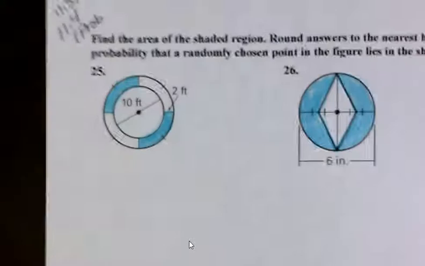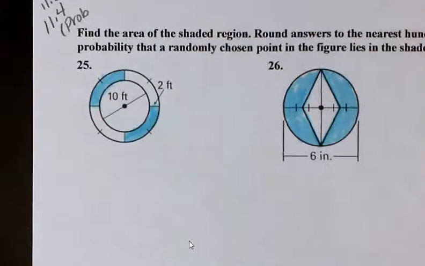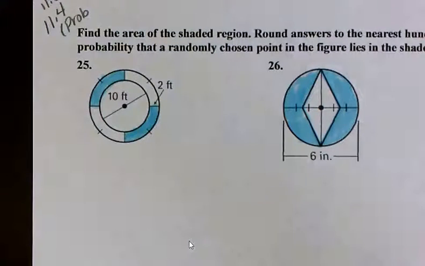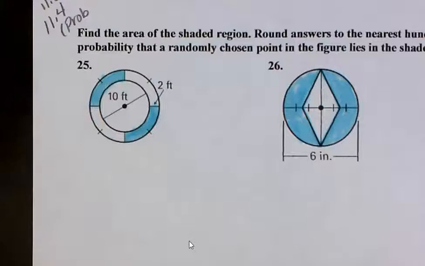Okay, so what we're going to do here is find the probability of hitting the blue area. I made it darker so you guys could see it. With that, we need to find the total area first. With each one of these problems, we need to find the area of the shaded region, round the answer to the nearest hundredth if necessary. Then find the probability that a randomly chosen point in the figure lies in the shaded region.